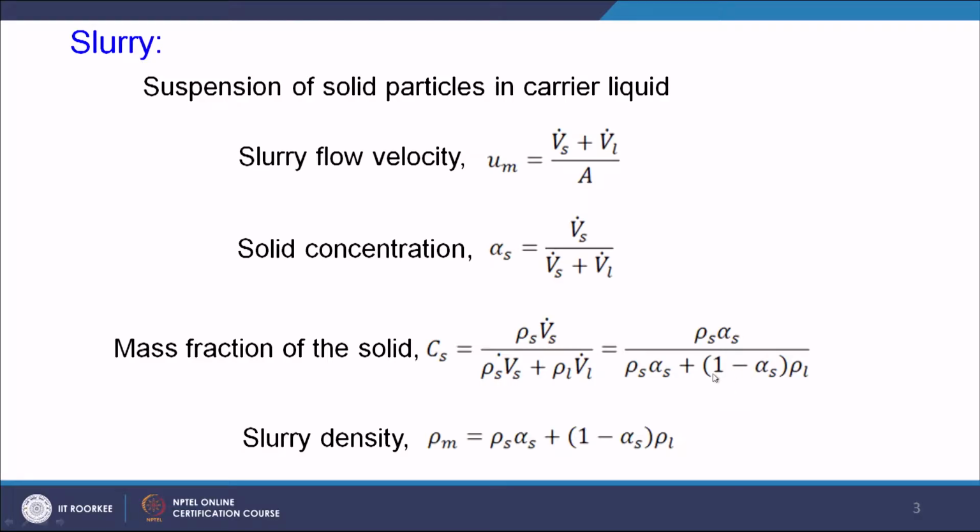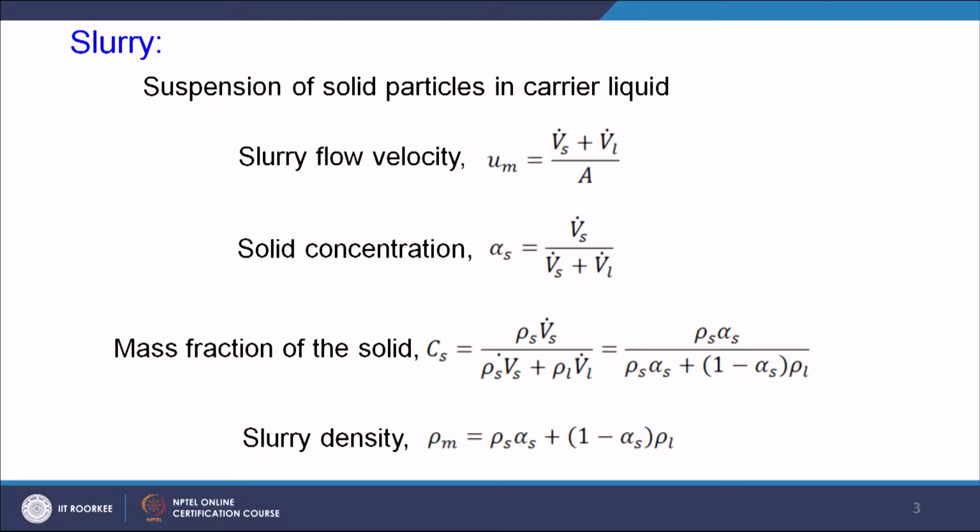Now, with a little modification, if I divide the whole equation by V dot S, then we can replace the volumetric flow rates in terms of alpha, which is your solid concentration explained previously. This expression will turn out to be rho S alpha S divided by rho S alpha S plus 1 minus alpha S into rho L. Just the division of V dot S by V dot S plus V dot L gives you this; the denominator and numerator are divided by V dot S by V dot L.